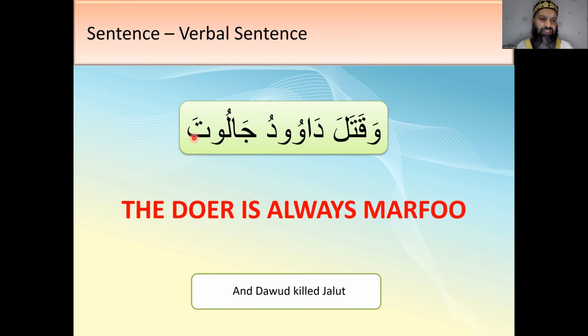So the nominative is the subject and the object of the sentence is mansub. I get muddled up between object and subject. But the subject is the doer and the object is the thing that the verb is done to. So the subject is marfu and the object is mansub, right? I hope I got that the right way around, because I get mixed up between these. So for me, it's just the doer is marfu and the thing that the verb is done to is mansub.